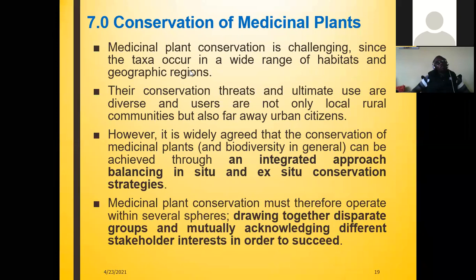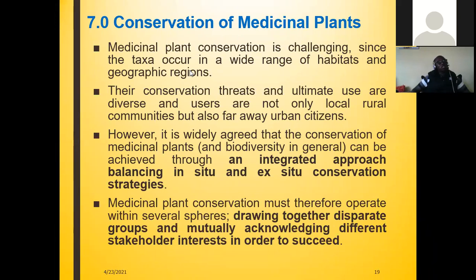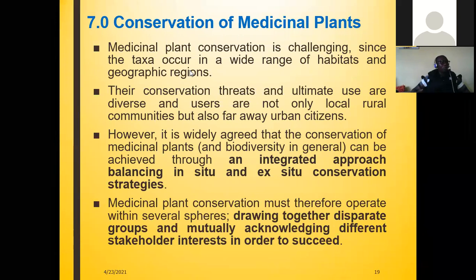So that calls for proper strategies that need to be developed for the conservation of these medicinal plants. We need to develop proper strategies so that we can conserve this knowledge. Besides recording the ethnobotanical knowledge, we also need to look for ways in which we can conserve or preserve some of these important plants. I'm looking at an integrated approach, balancing in situ and ex situ conservation.